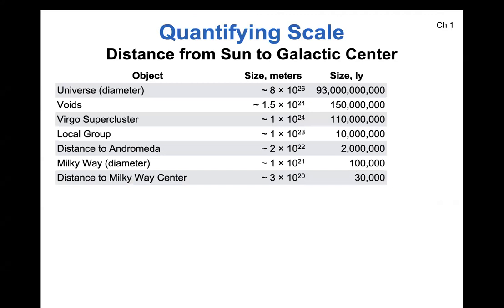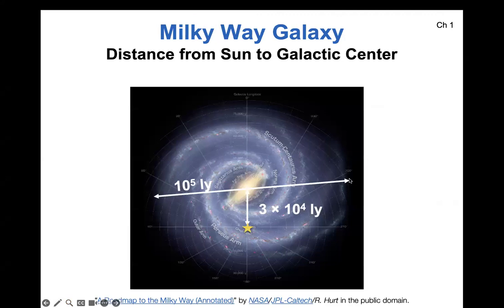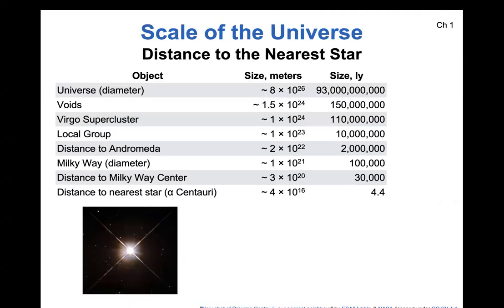Okay, so that's the size of the Milky Way galaxy, 100,000 light years, or 10 to the 21 meters. The distance to the center. And let's finally get down to distance between stars. This is going back to the grapefruit, right? So 4.4 light years. Notice it gave us a slightly different value before.